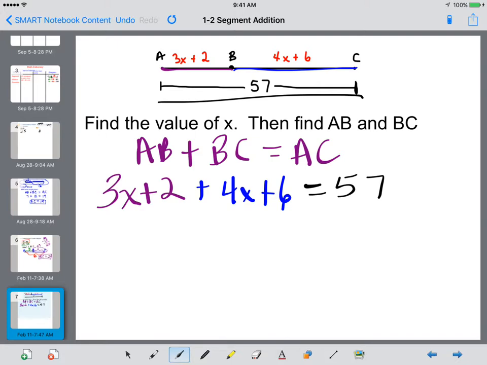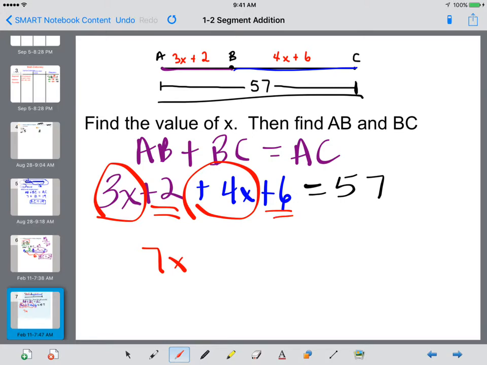And now it becomes a simple algebra equation where I can solve by finding the like terms. So to solve this, I'm going to combine my x's. So 3x plus 4x is 7x. Now I'm going to combine that 2 and that 6 to get plus 8. And we set it equal to 57.